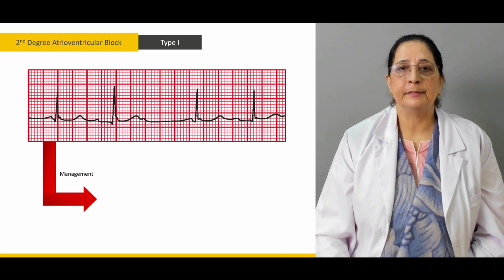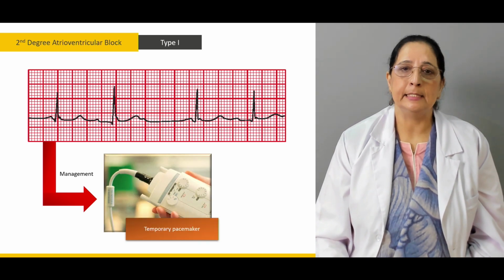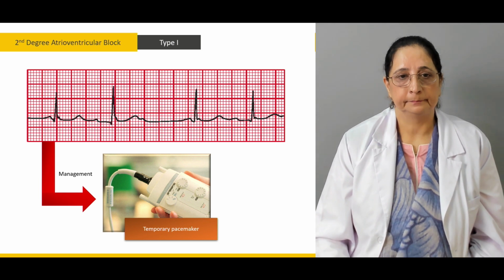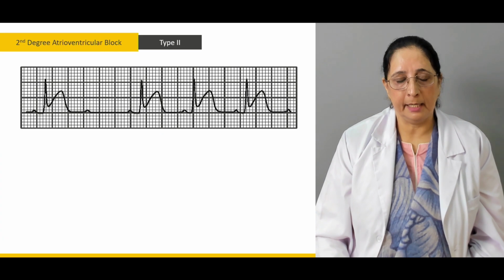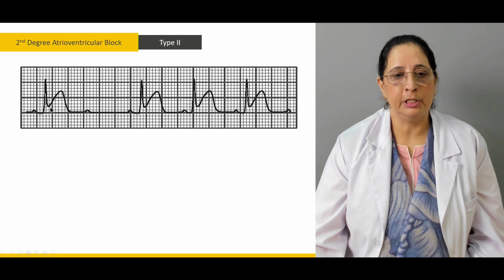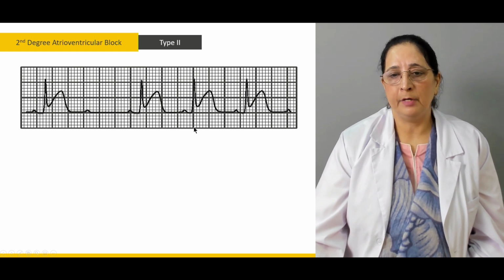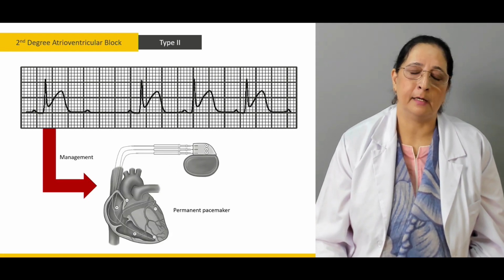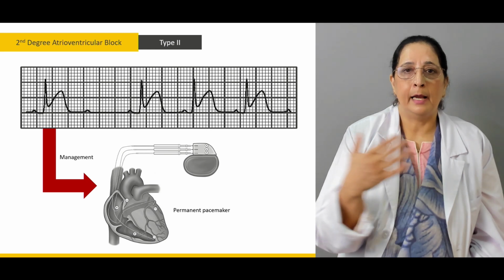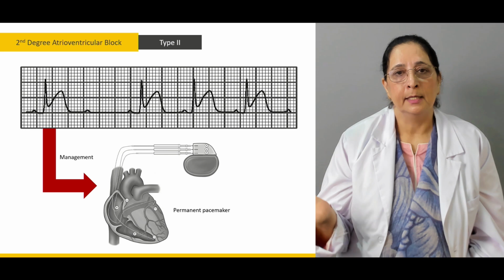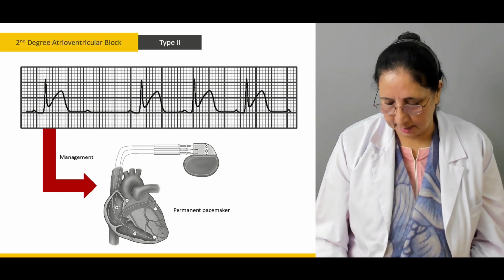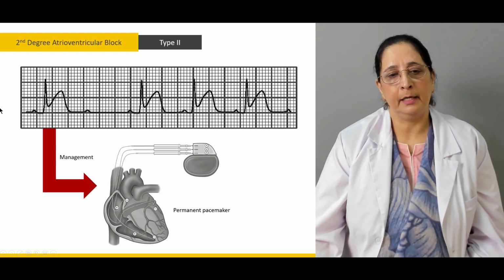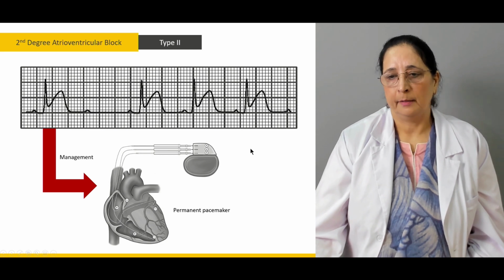The management of type 1 AV block is the temporary pacemaker to bring the rhythm to normal. Type 2 second degree AV block, that's the EKG appearance of type 2 AV block, and the management of this is the permanent pacemaker. So we have a temporary pacemaker for type 1 because it's a little milder, and the permanent pacemaker for type 2. Even the EKG strip tells you this is the dysrhythmia present.